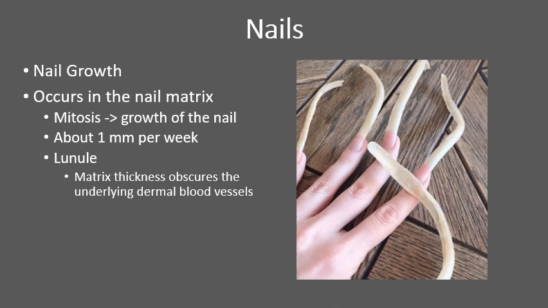For nail growth, the nail growth occurs in the matrix. So remember the little part of the nail that extends underneath the skin. This is done through mitosis, which enhances the growth of a nail. A regular human grows about 1 millimeter of nails per week. And then your lunule is where the matrix thickness obscures the underlying dermal blood vessels. So that half moon on your nail, that's where your nail is at its thickest because it's newly formed nail. And because of that, you can't see the blood vessels underneath, which makes it look whiter in appearance.